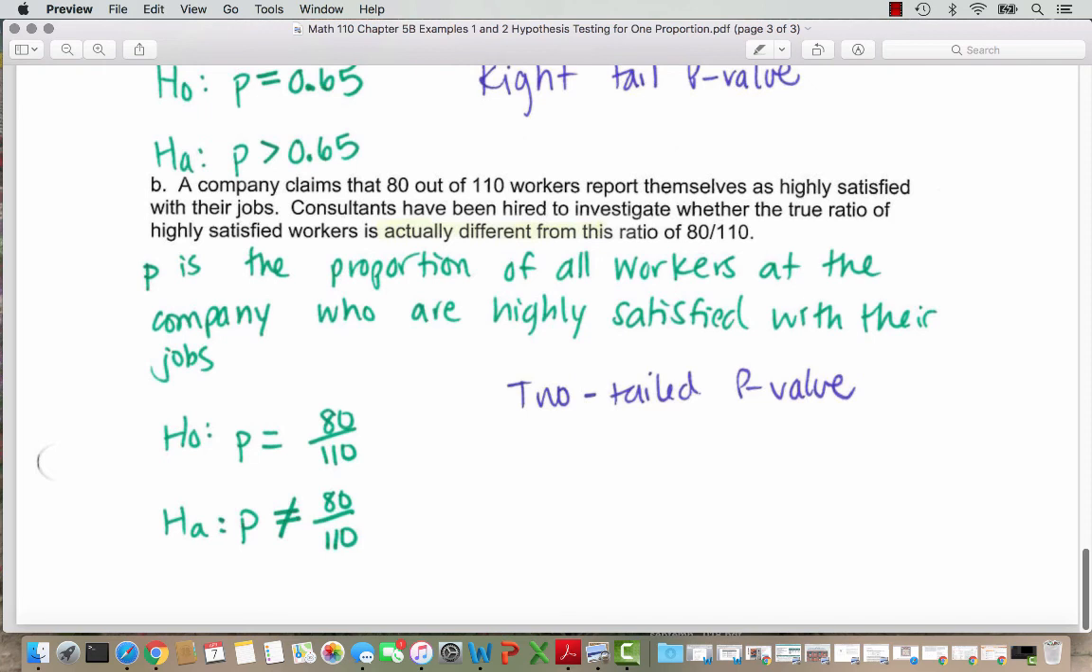So I first define my proportion. Here p is the proportion of all workers at the company who are highly satisfied with their jobs. My null hypothesis says that proportion p equals 80/110. We always have equality in the null hypothesis. My alternative hypothesis says that proportion is not equal to 80/110, and I'm using the not equal to symbol here, the equal sign that's crossed out, to leave me the options of having a less than relationship or a greater than relationship. So we say this is a two-tailed p-value because we're using the not equal to inequality, and we could be on the low side of the graph or on the high side of the graph. So we would count both of those areas when we're figuring out our probabilities here.